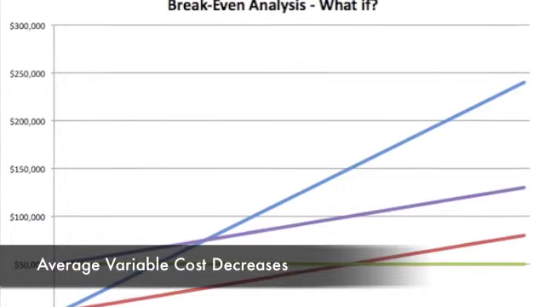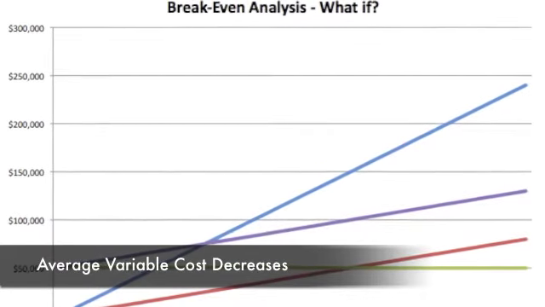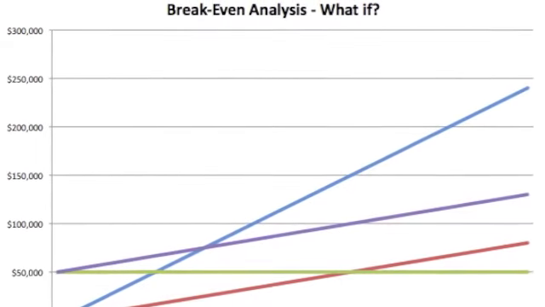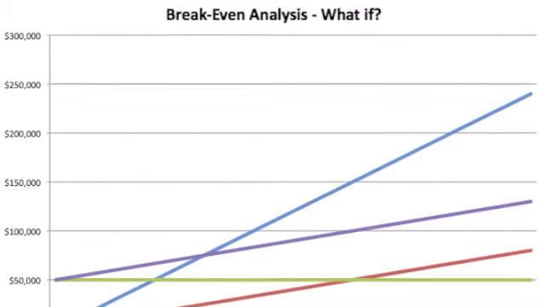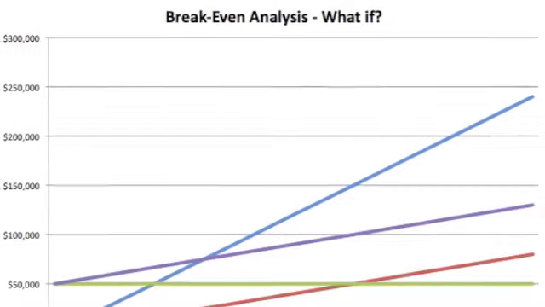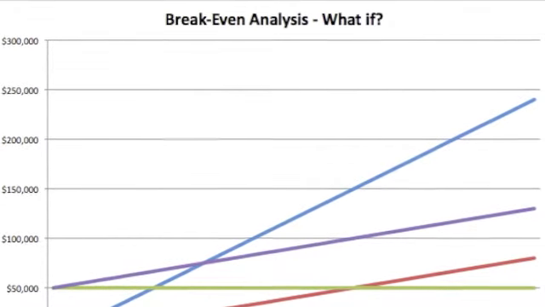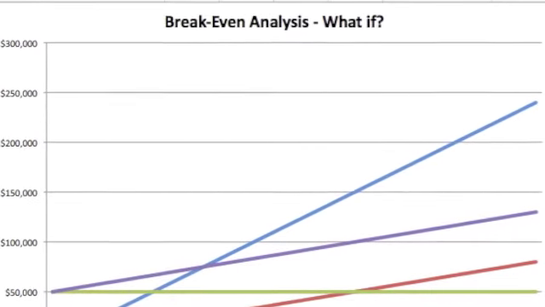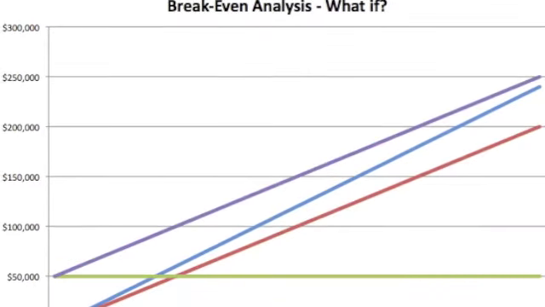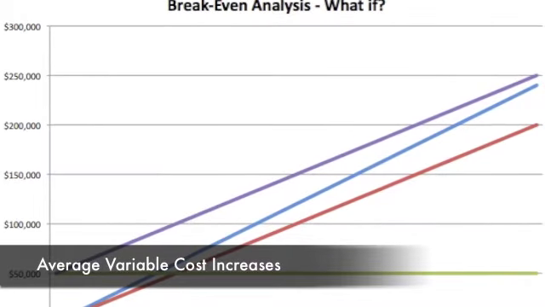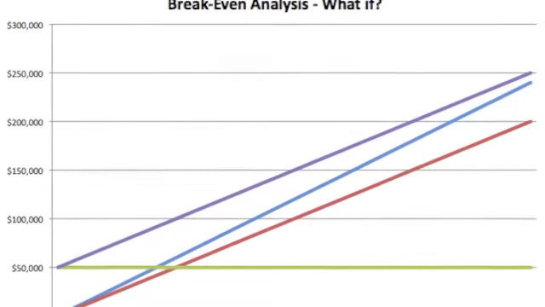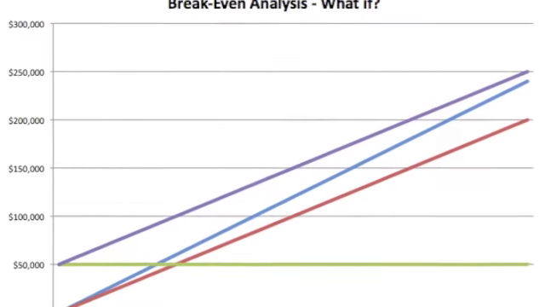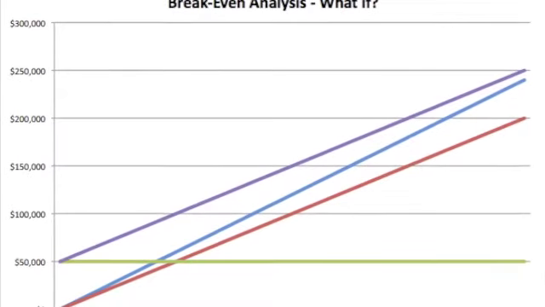Changes of average variable cost are similar to the total cost. When the average variable cost decreases, the total cost decreases as well. The break-even point can be reached at a lower level of output. When average variable cost increases, the total cost increases too. A higher level of output is required in order to reach the break-even point.